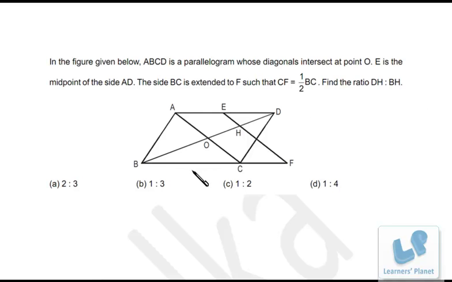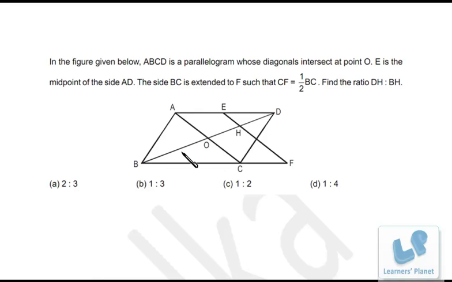Now, a very simple problem based on the midpoint theorem. Since E is the midpoint, the length of CF is actually the length of AE, right? Because the length of CF is half of BC. That means AECF is also a parallelogram. Now AE is parallel to CF and EF is parallel to AC, right? And E is the midpoint. That means according to the midpoint theorem, H will also be the midpoint of OD, right?